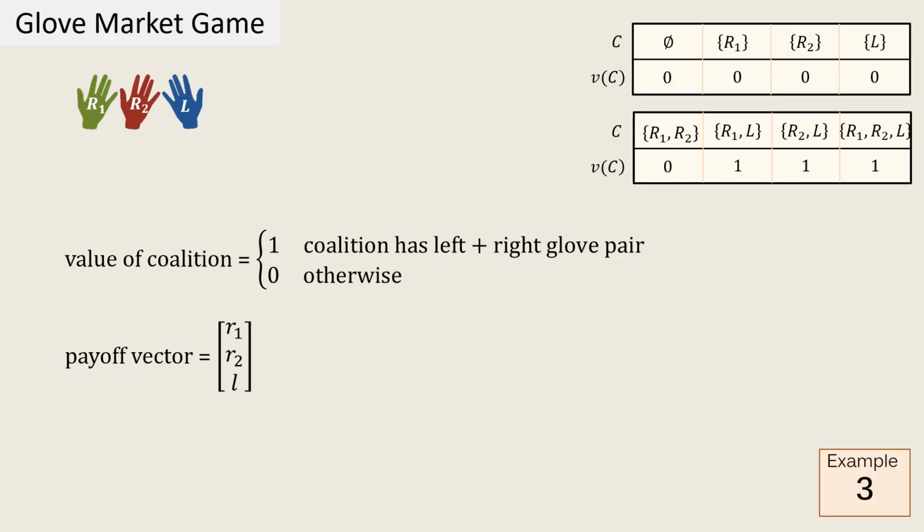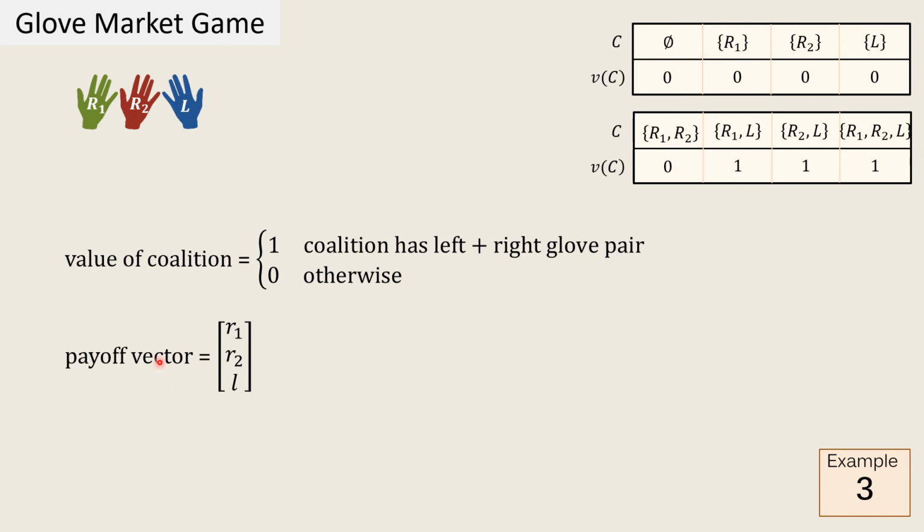Example 3. Now this is the glove market game. These are the agents. There are 2 right gloves and 1 left glove, R1, R2, and L. And the value of a coalition equals 1 if the coalition contains 1 left and 1 right glove, and 0 otherwise. So I have listed the values of each coalition here. This is the game. These are the different coalitions of gloves, and these are the corresponding values.